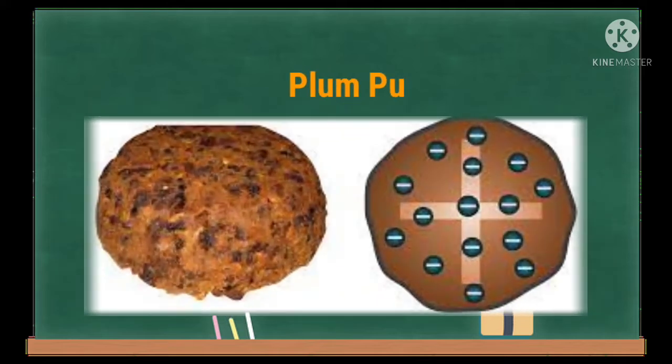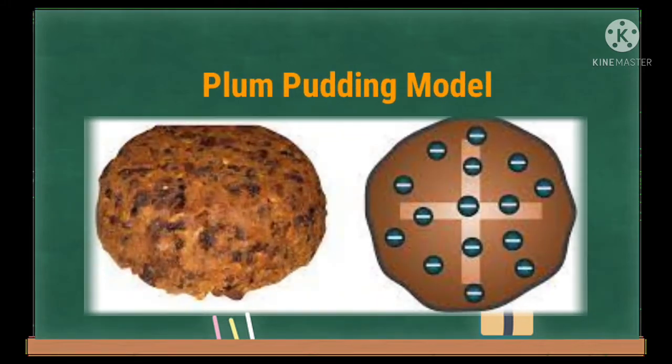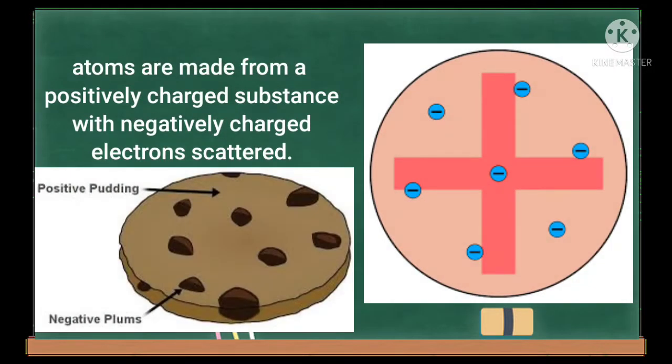He proposed a model of the atom that is sometimes called the plum pudding model. His theory was that atoms are made from a positively charged substance with negatively charged electrons scattered about like raisins in a pudding or chocolate chips in a cookie.